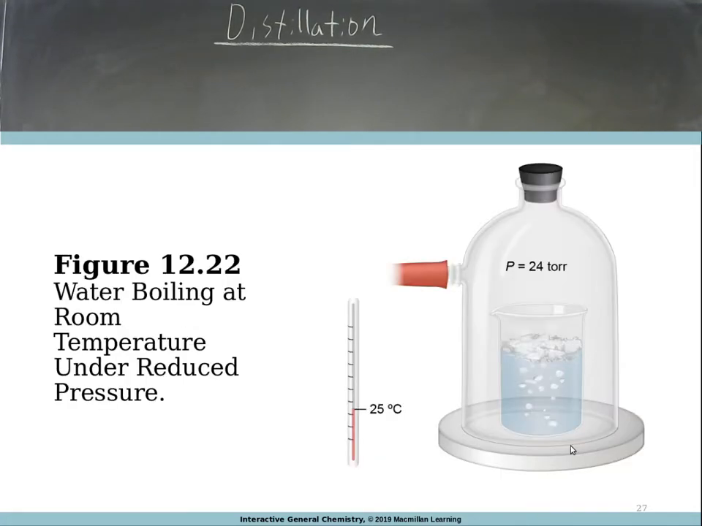I also mentioned that at Cedar City, the boiling point of water is in the low 90s instead of 100 degrees Celsius. Well, if you drop the pressure low enough, say using a vacuum pump and a sealed chamber, then you can actually drop the boiling point of water to 25 degrees Celsius. A decent vacuum pump can get down to 24 torr of pressure. When that happens, water will boil at room temperature.